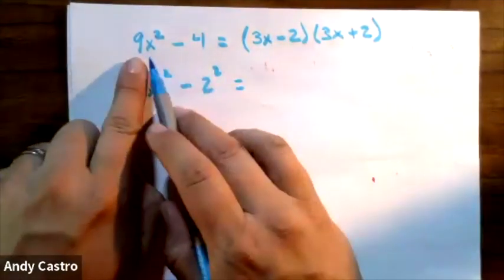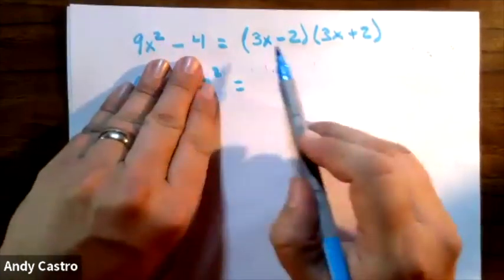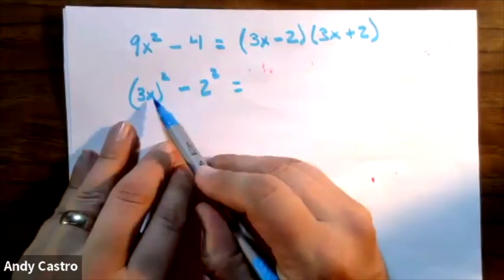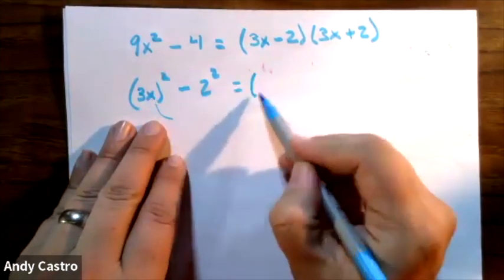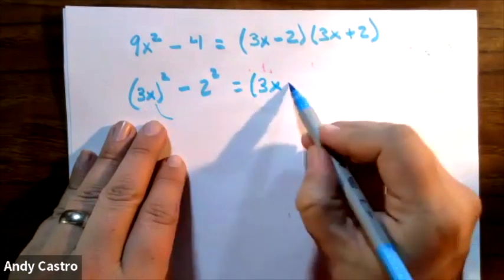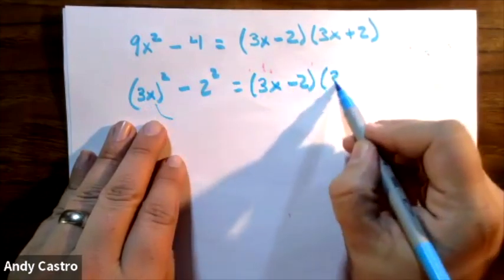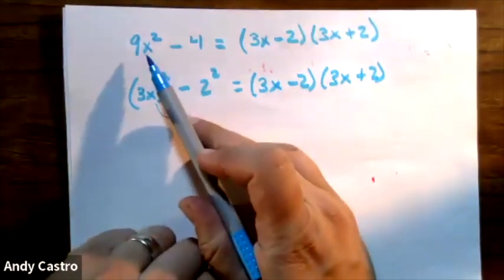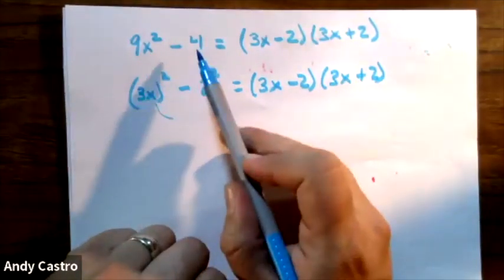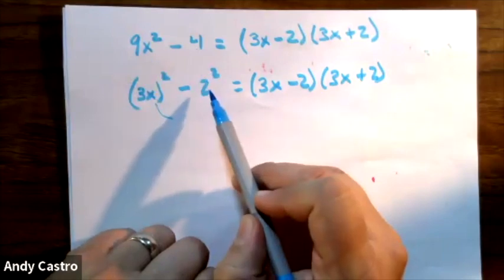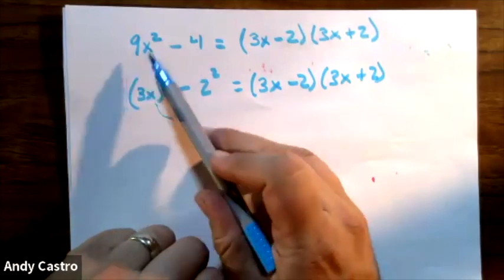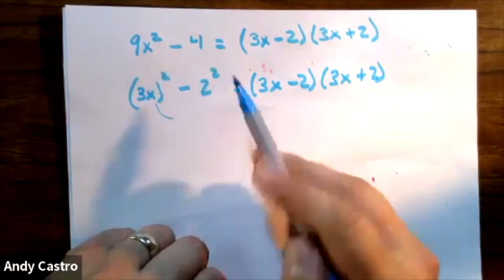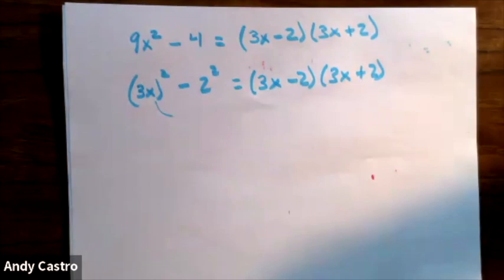And usually I go right from there to here. But if it helps you to write what the squares are, so 3x and 2, so that you can visualize it a little bit better, feel free to do that. The square root of 9x squared is 3x, and the square root of 4 is 2. So 3x squared and 9x squared, that's the same thing. 2 squared and 4 are the same thing. Same answer.